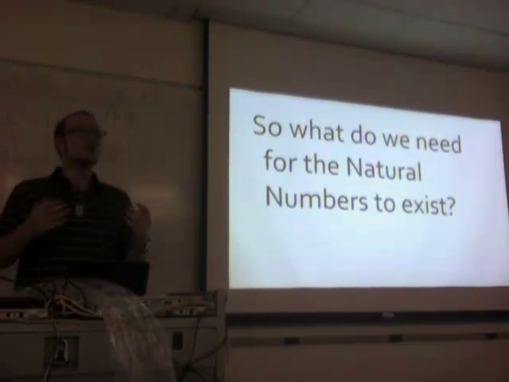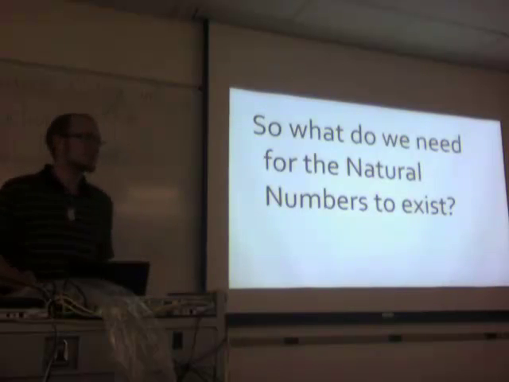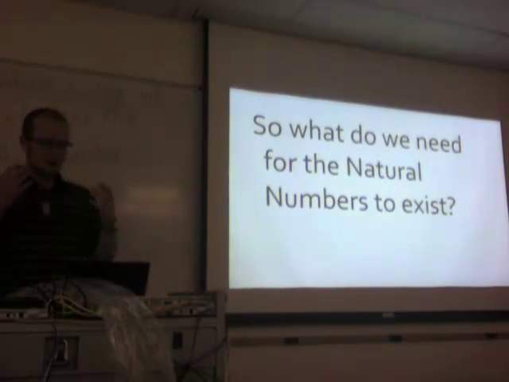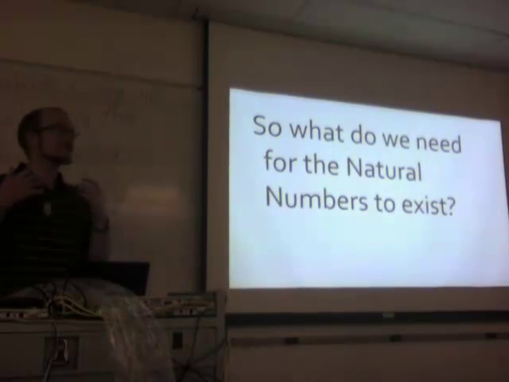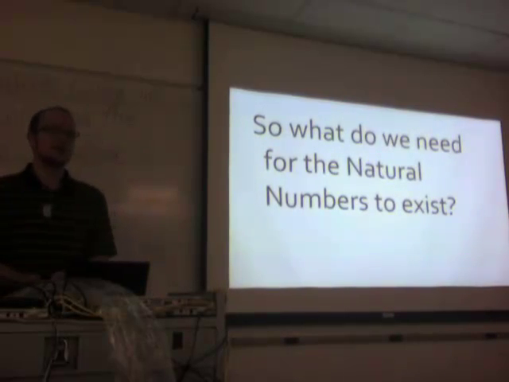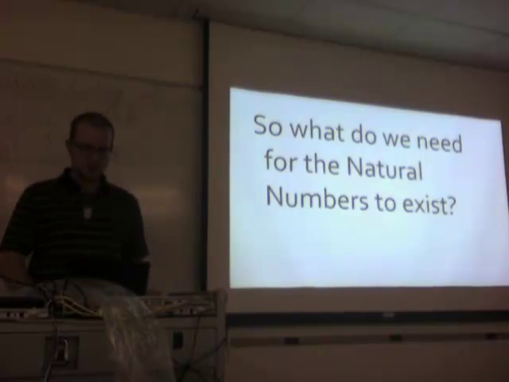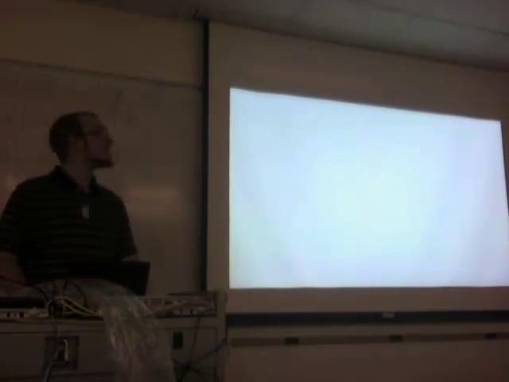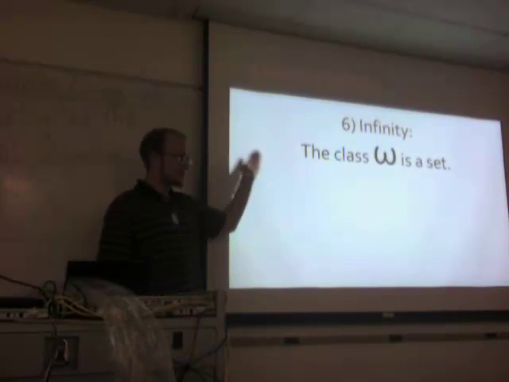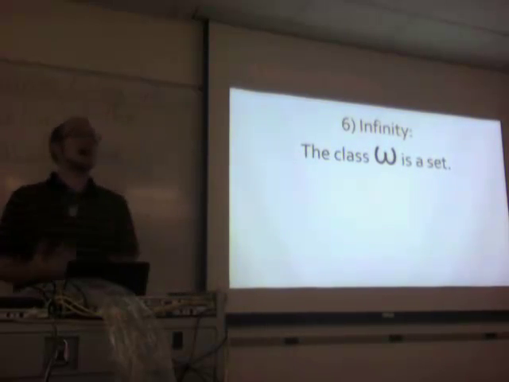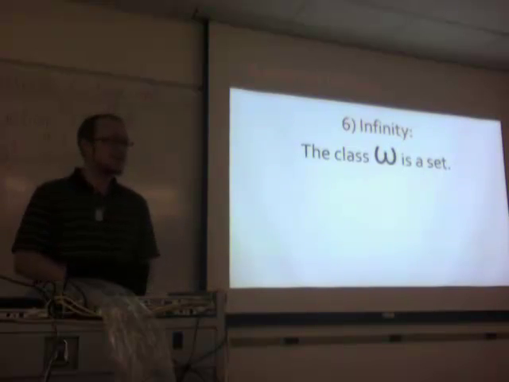So what do we have to do so that the natural numbers exist? We thought these were God-given objects, and now we're here trying to construct these God-given objects as the laboring men and women that we are. So what do we need? The axiom of infinity. The class omega is a set. This is the axiom of infinity. So we find out that still, no matter how hard we try, it is still a belief that the natural numbers do exist.